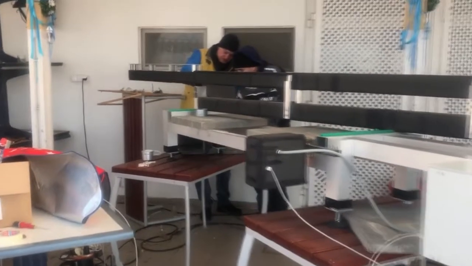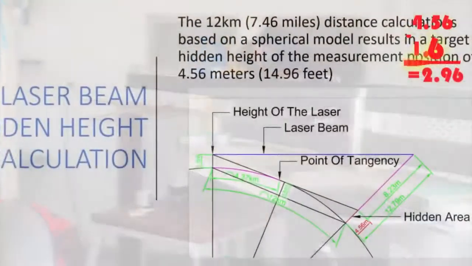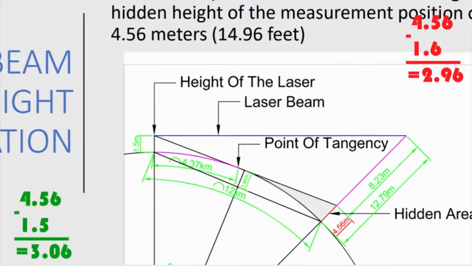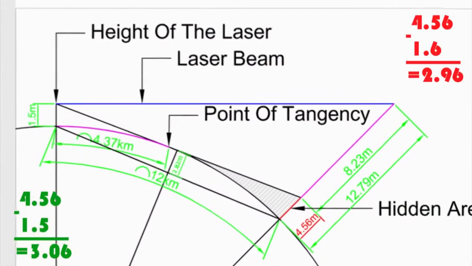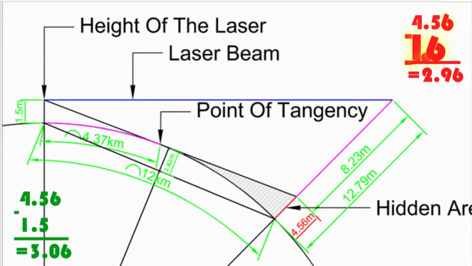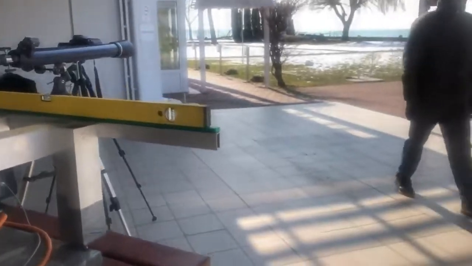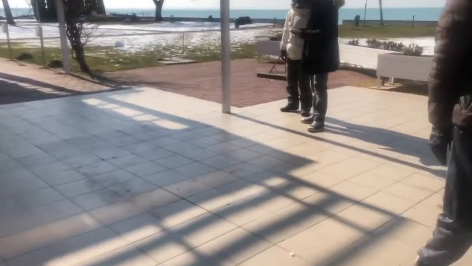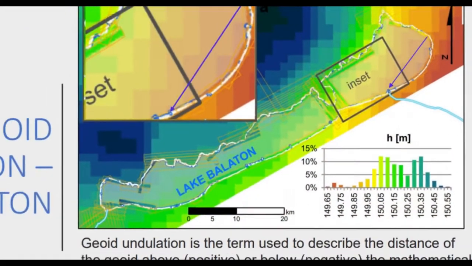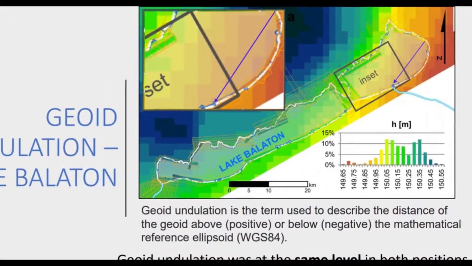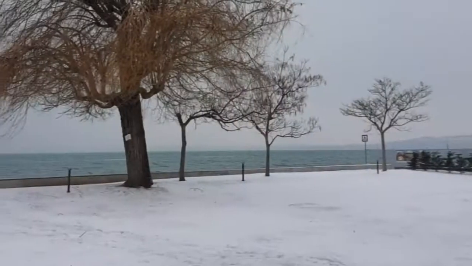The TLT measurement data shows that at least 2.96 meters of curvature was missing on the total distance of 12 kilometers on the surface of Lake Balaton. There is also a possibility of a local geopotential anomaly, but the WGS undulation map clearly shows that this was not the case. On the next 4 days of the test, weather made observations impossible.